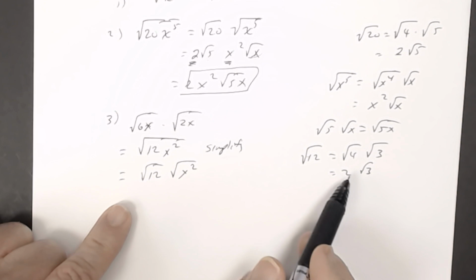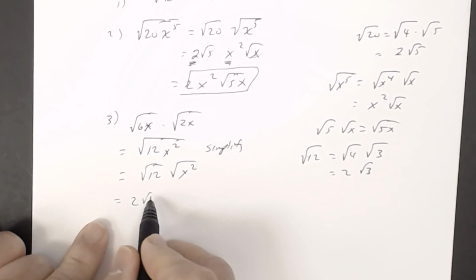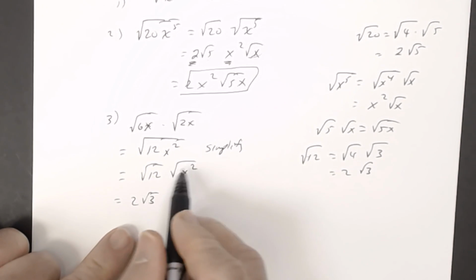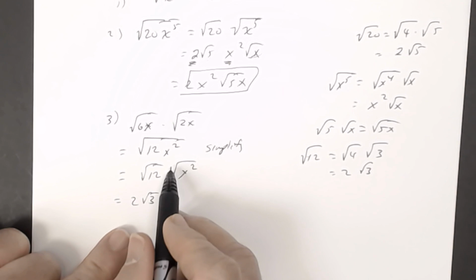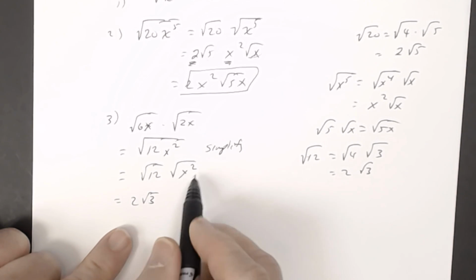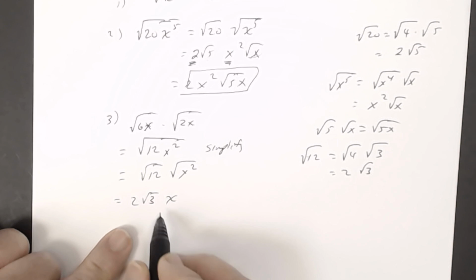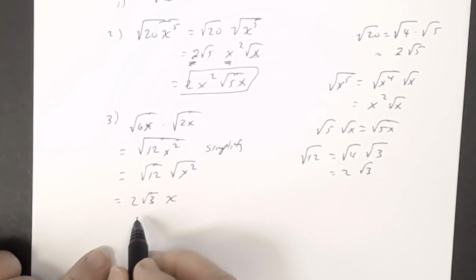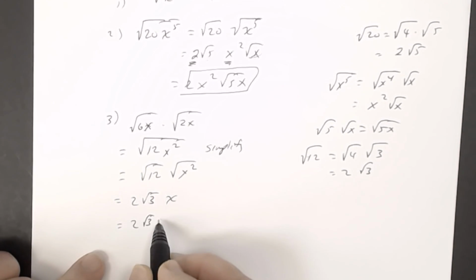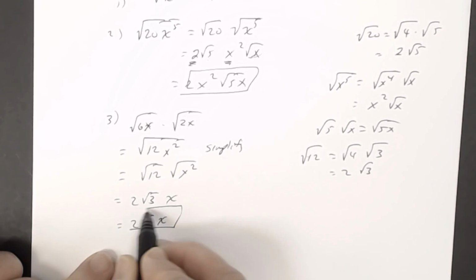And the square root of 12 is 2 square root of 3. Now, the square root of x squared, that's easy because the exponent is even, so it's 2 divided by 2. Well, that's 1, so that's just x, right? So that's 2 square root of 3 times x. Just make sure the x is not underneath the square root, so make it look something like this.